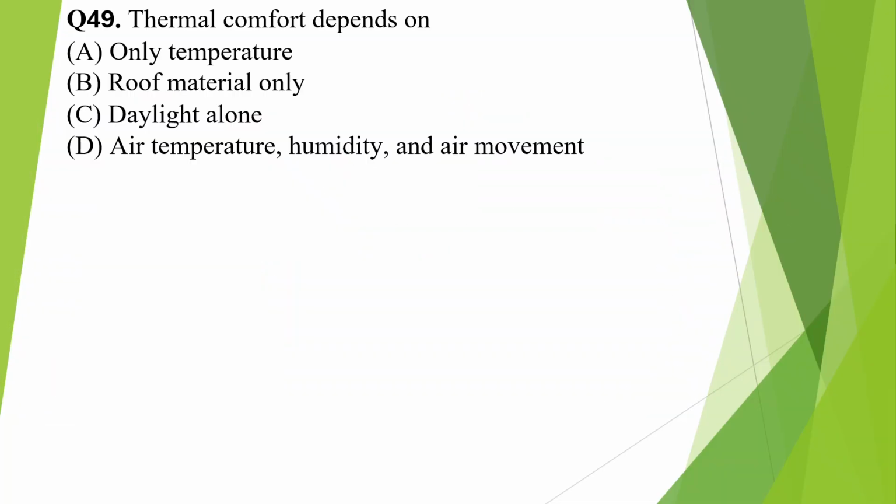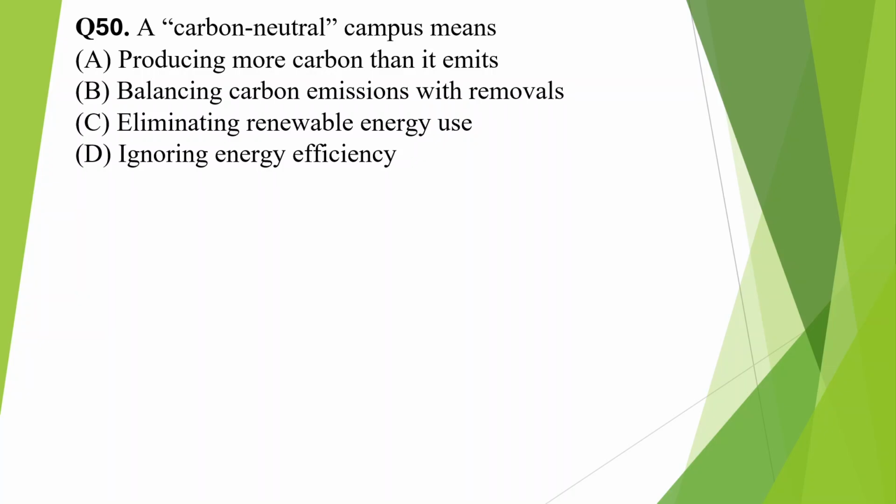So let me tell you all, guys, the correct answer for this question number 49 is option D. It cannot be only temperature, or it cannot be only daylight. It's all the combination of air temperature, humidity and air movement. All these things help or overall define the indoor comfort levels. That's why option D is the correct answer. Let us move to question number 50.